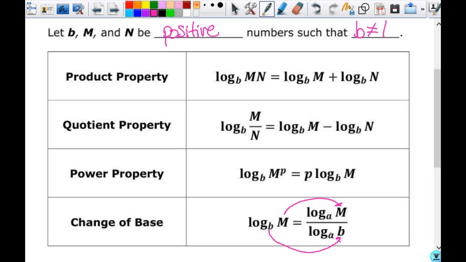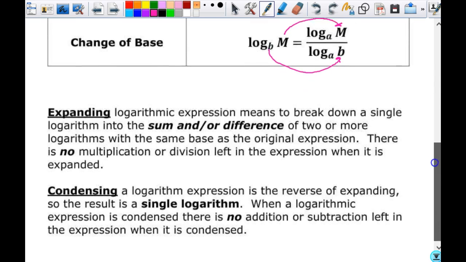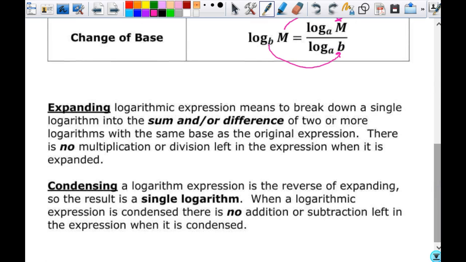Okay? All right, so then at the bottom, just kind of an explanation of the expanding and condensing. So when you expand them, you break down a single logarithm into the sum and or difference of two or more logarithms with the same base as the original expression. There is no multiplication or division left in the expression. So when you expand it, it all becomes the sum or difference. All the logs have to have the same base, and there's no multiplication or division left. That's how you know you're done expanding.